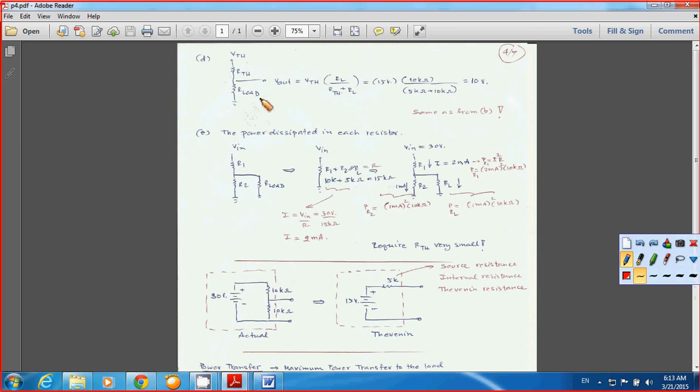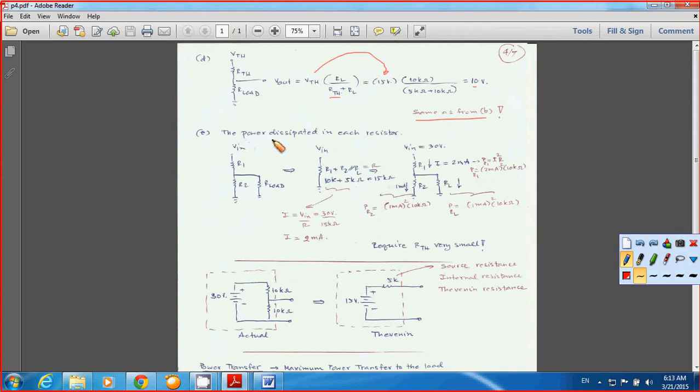Now, if you have the load connected to the circuit, as from part C, you know that VTH is 15 volts. You want to find V out here, and your RTH, I already showed you, is 5k ohms. So you use the voltage divider, and you end up with V out being 10 volts, the same as from part B, where you have the load connected to the circuit.